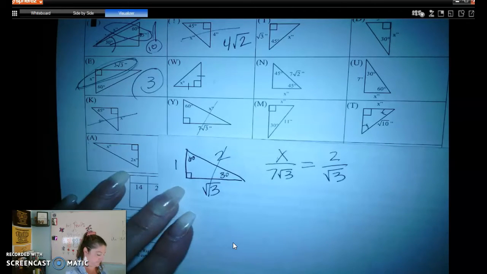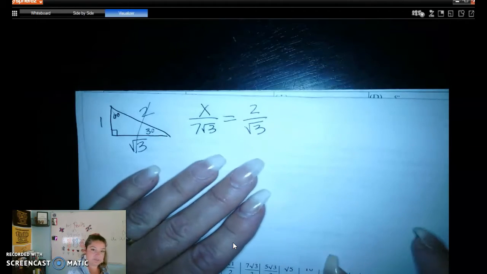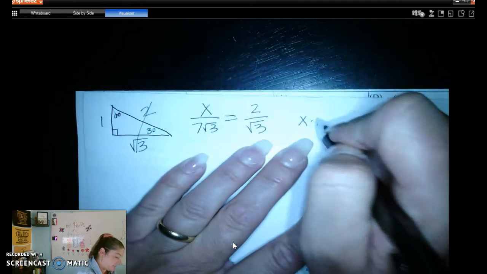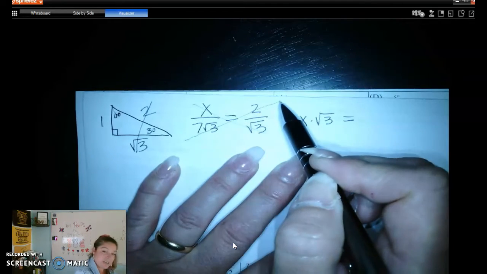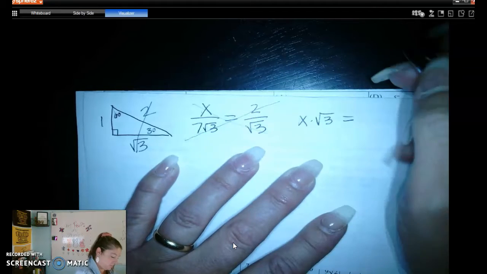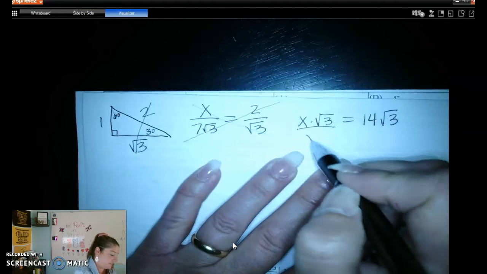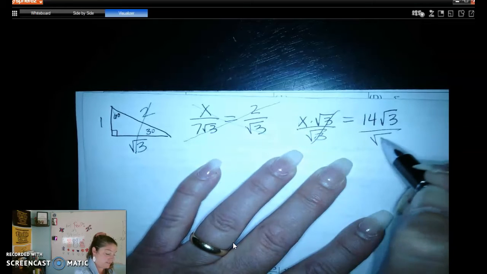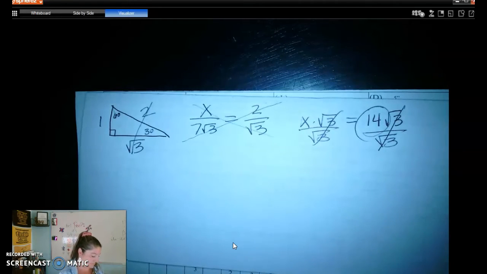Okay? All right, let's go solve this one. So let's do some cross multiplying. So I get x times root 3. 7 root 3 times 2, I can do 7 and 2, which is 14. When I divide by the square root of 3, oh, thank goodness, I don't have to do much. I get a 14. That's nice.